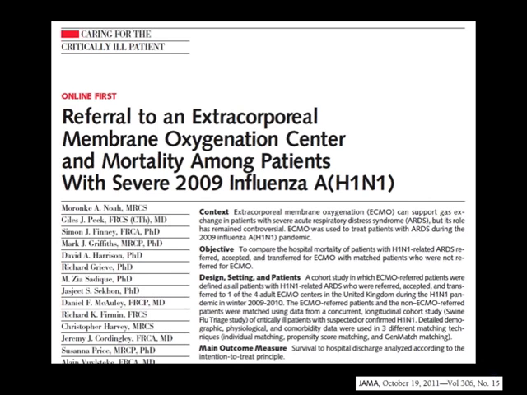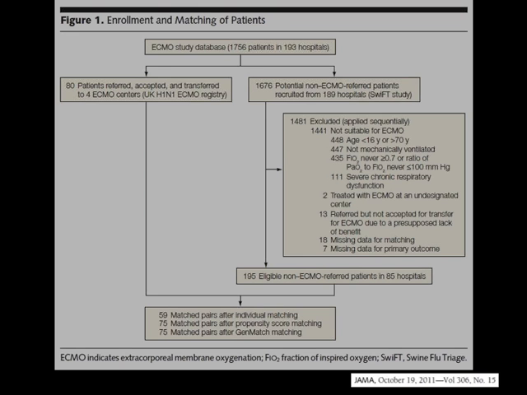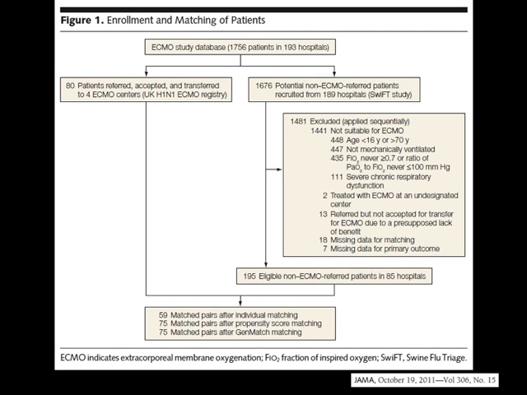This data was also looked at by the British group that ran CESAR. And what they found with their H1N1 experience was the following. They looked at essentially 80 patients that were accepted for ECMO to 4 centers in the UK that were doing ECMO at the time. And they compared them to essentially 195 non-ECMO referred patients, but they were eligible for ECMO. And they ran 3 different matching algorithms on this patient population.